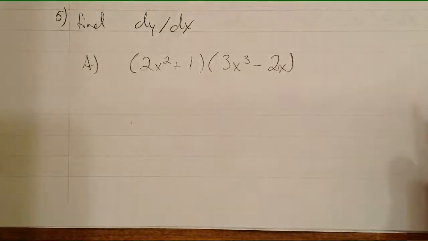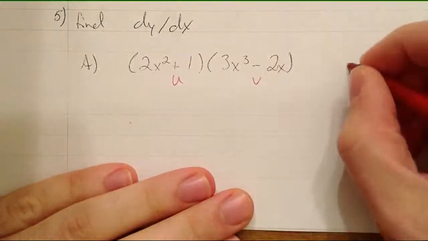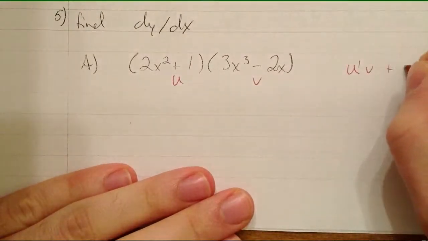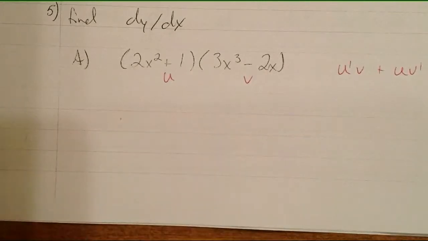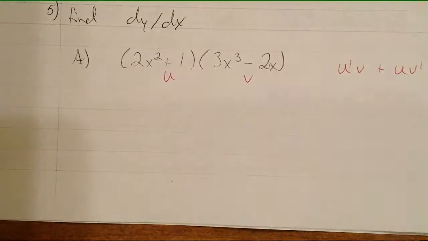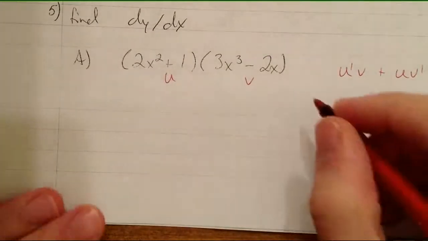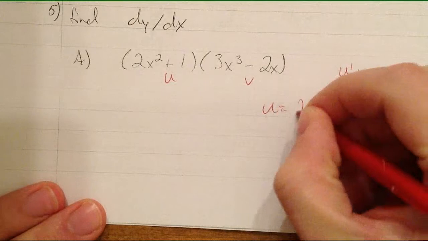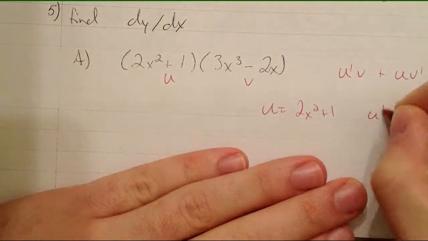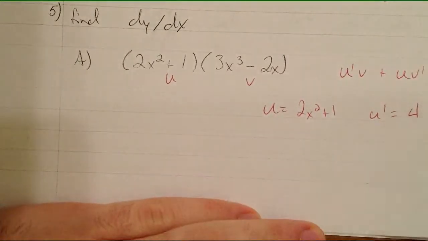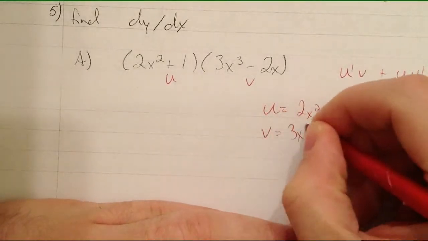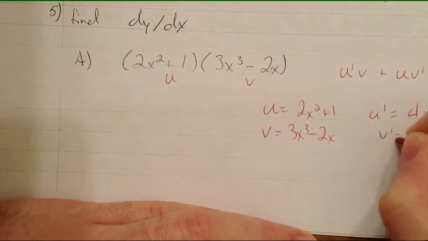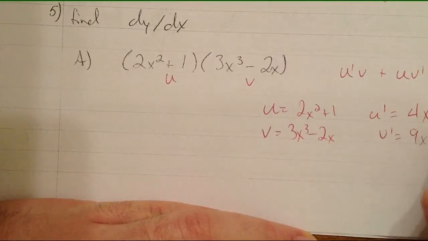Find dy/dx of this beast. Okay, so this is my uv. Gotta do u prime v plus u v prime. You can notice I write this a lot of different ways. They're all saying the same thing, guys. My u is 2x squared plus 1. u prime is 4x. v is 3x to the third minus 2x. v prime is 9x squared minus 2.